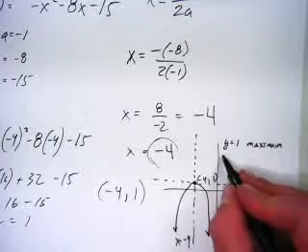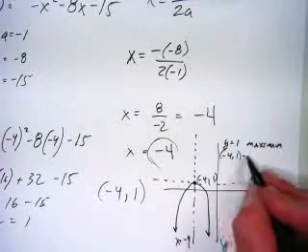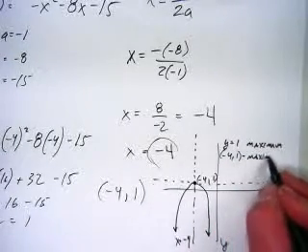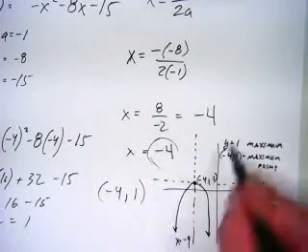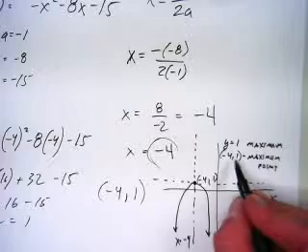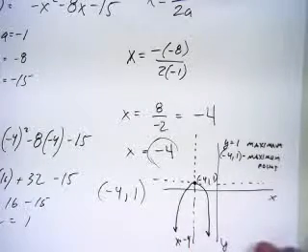You can also say negative 4, 1 is the maximum point. So it means the parabola never goes beyond the line y equals 1, and its maximum point is at negative 4, 1.